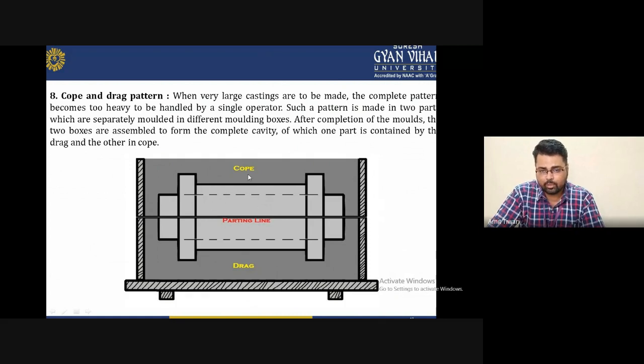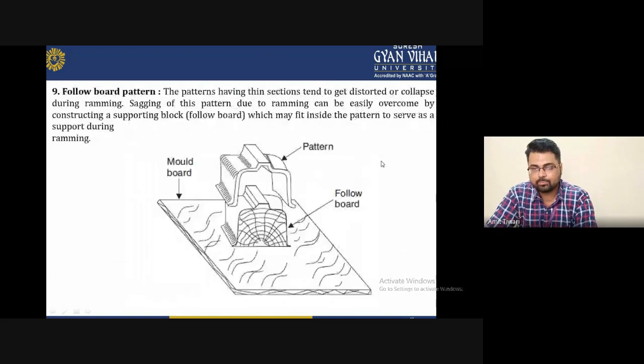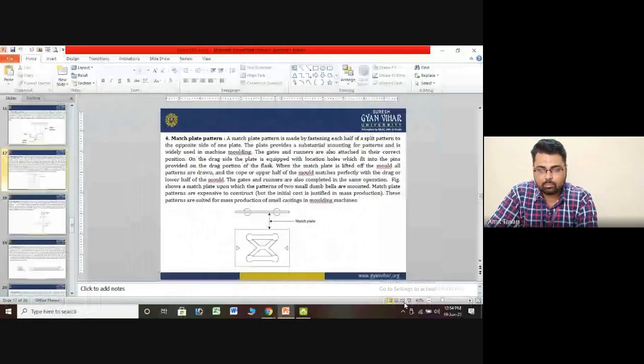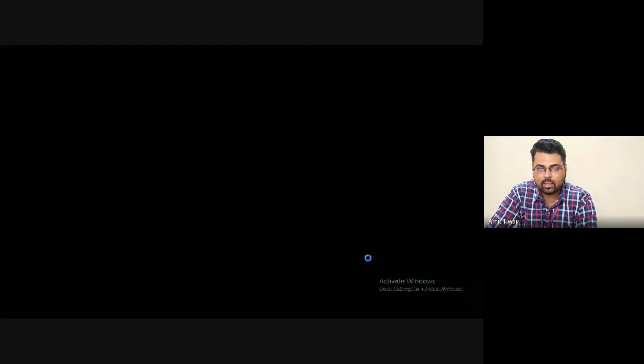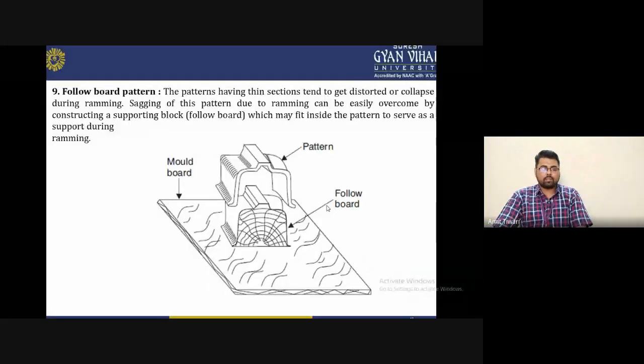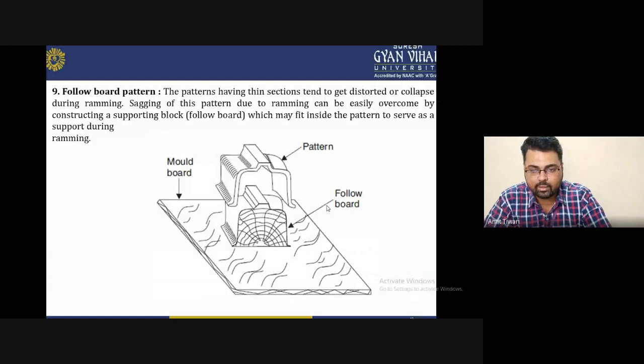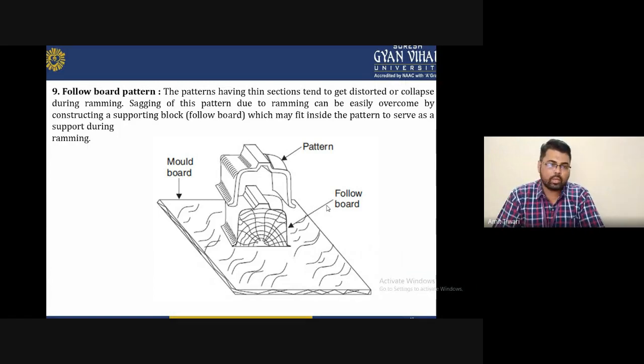After removing the cope, you will take out a part which is known as the casting. These are some types of patterns I am showing you. In this section, the ninth pattern is the follow board pattern. If you want to make a follow board pattern, a thin section is required to avoid distortion and collapse during ramming.